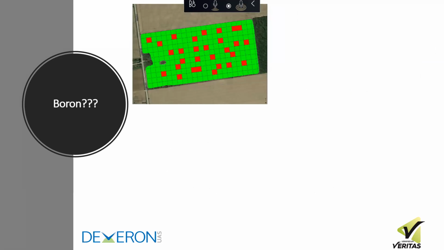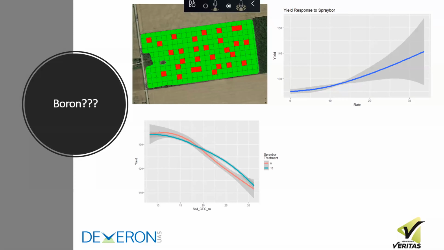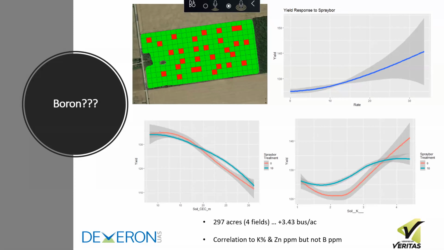Anyway, on to boron. Also, one of my intensive managed wheat farmers, and he really was getting excited about boron. He had been reading a bunch of stuff about boron, wanted to test it. So we went out, and lo and behold, we got a response. He did a few fields. You can see he did 4 fields, just shy of 300 acres. On average, about 3.5 bushel increase.